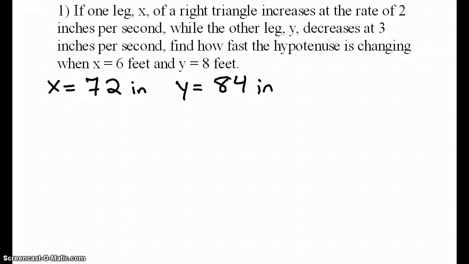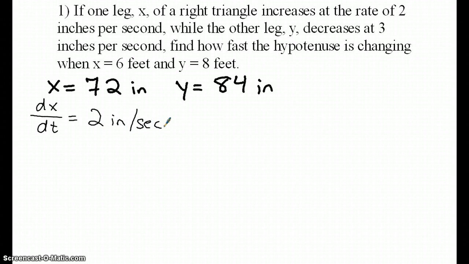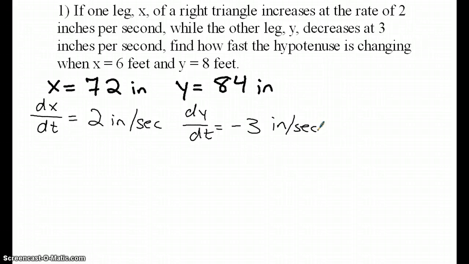We also know that x is changing at a rate of 2 inches per second. It's increasing, while y is decreasing at a rate of 3 inches per second. So we're going to write down everything that we know, and we realize that we need to find the hypotenuse first before we can find how fast it's changing.